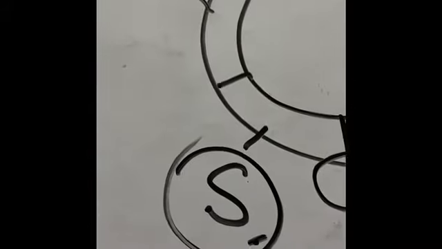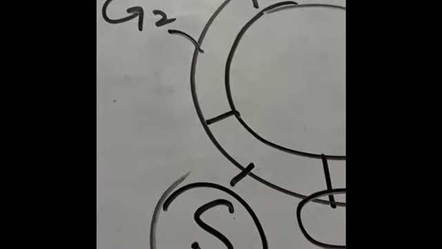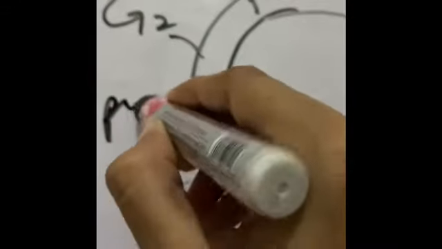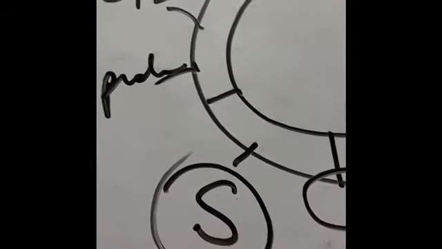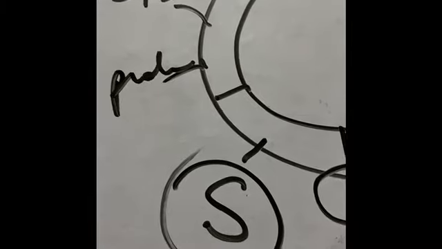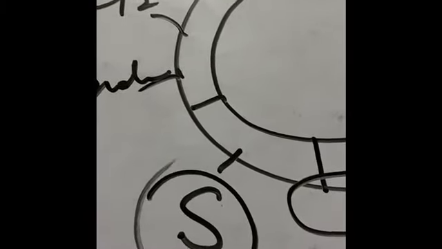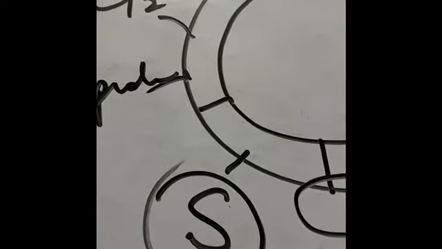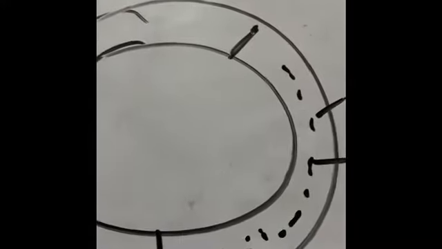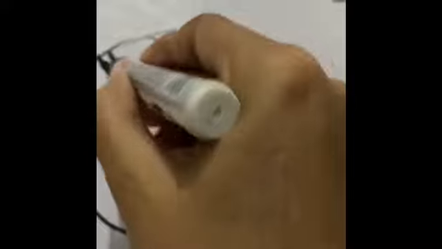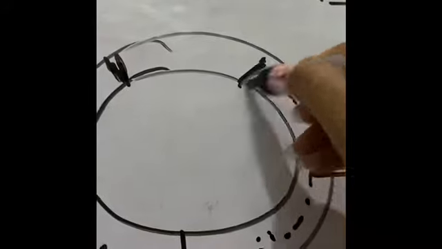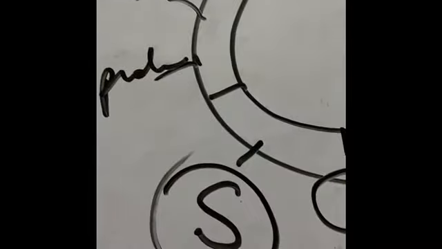In the synthesis phase, the DNA gets doubled. And in the second growth phase, if some of the proteins are left to be synthesized, or if some of the other products are needed, then they are synthesized in the growth 2 phase. After that, the cell actually enters into the dividing phase. We'll talk about this dividing phase later. Firstly, we'll continue with this.